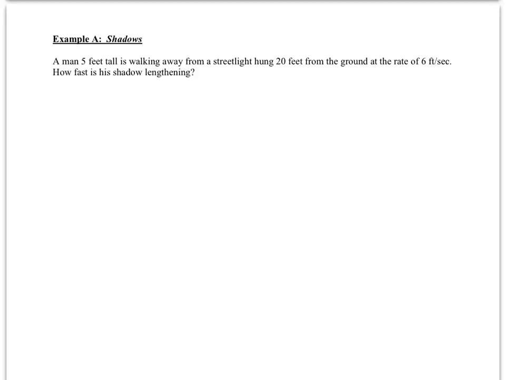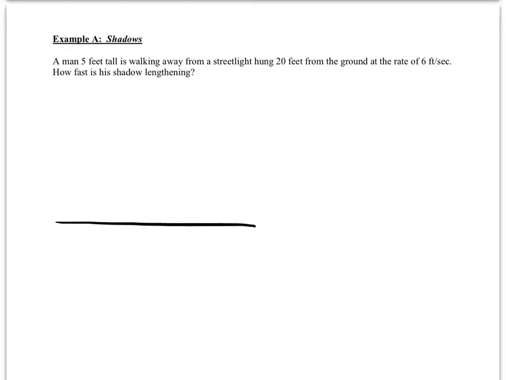So a man that's 5 feet tall, he is not going to grow during this problem, is walking away from a streetlight hung 20 feet from the ground, and again, that will not change. But he is moving at a rate of 6 feet per second. They ask how fast is his shadow lengthening. So in order to see this question correctly, first thing you got to do is get a decent picture drawn to see for yourself what's happening here.